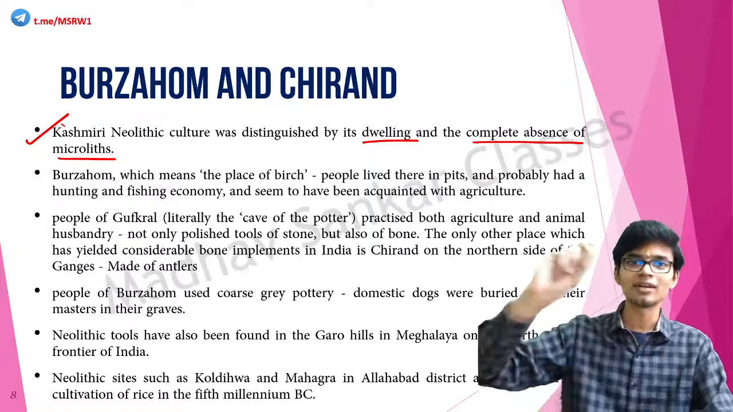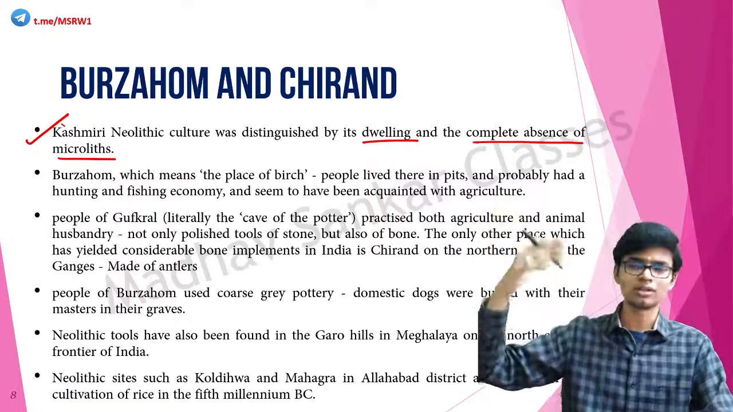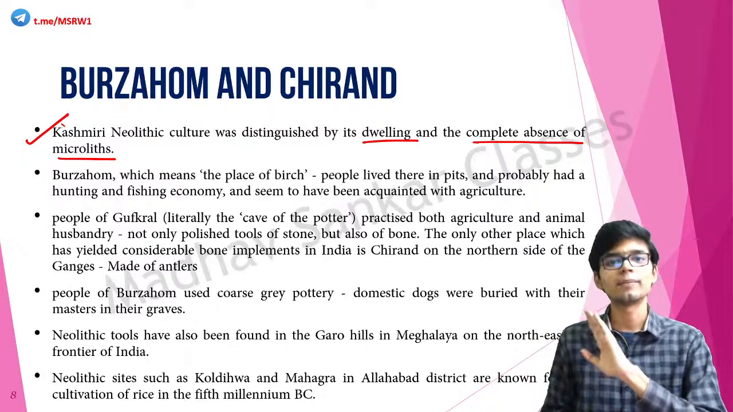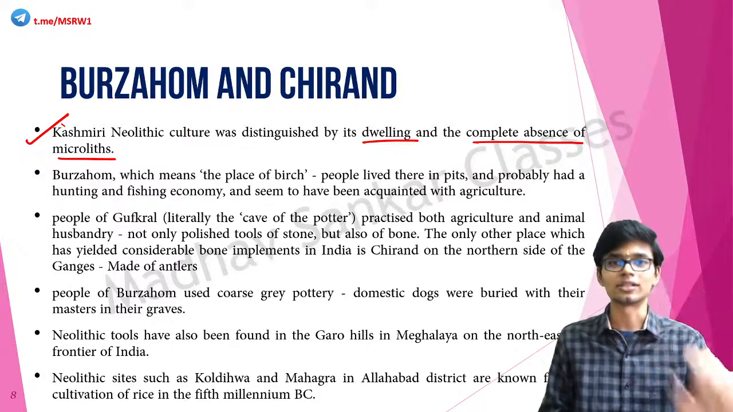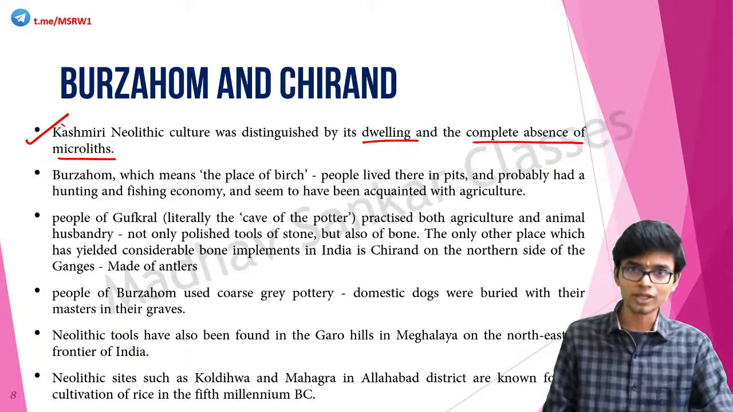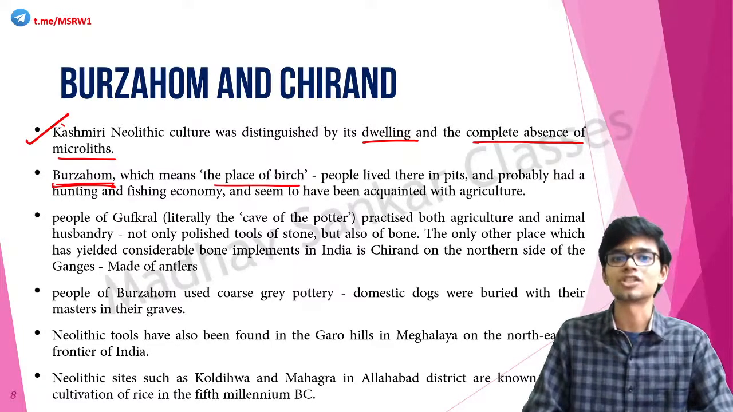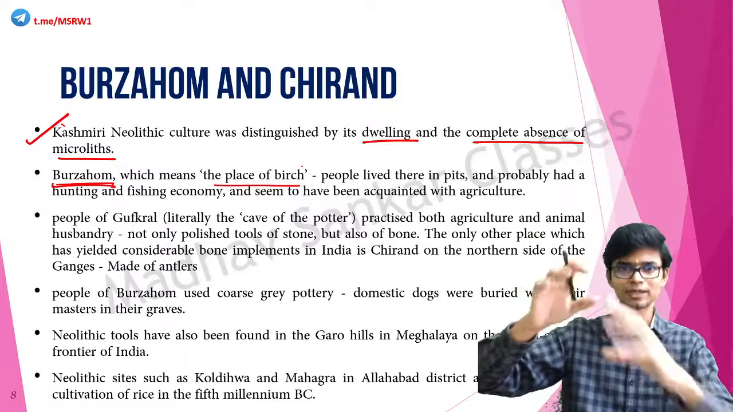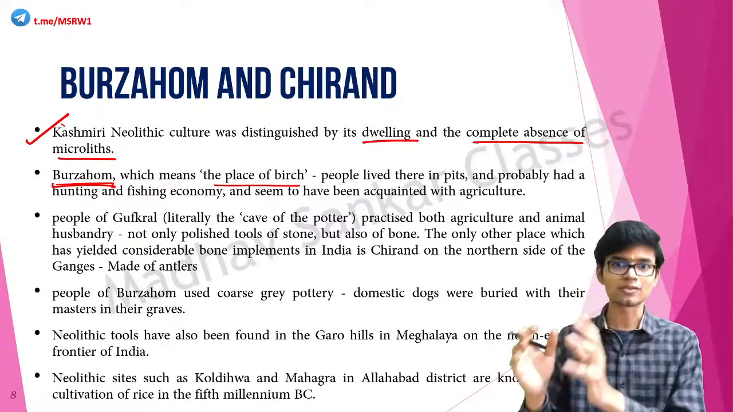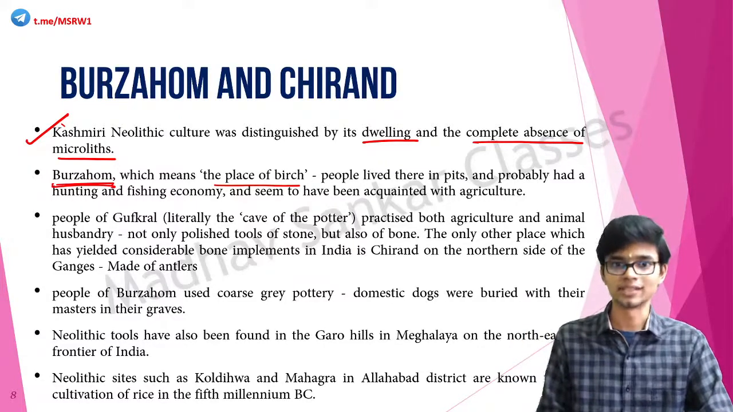Microliths started from the Middle Stone Age itself, and it continued in the Neolithic period as well. But in Kashmiri Neolithic sites, we do not come across any evidence of microliths. It's a very peculiar feature of Kashmir. One of the most important sites here is Burzahom, which actually means the place of birch. Birch is a kind of tree, a particular variety of tree. So the literal meaning of the word is the place of birch. And here we find some very interesting features.